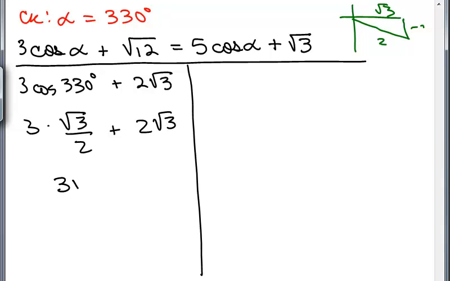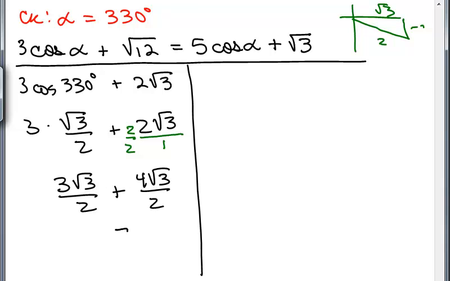And you're adding 2 square roots of 3. So I have 3 square roots of 3 over 2 plus 2 square roots of 3 over, right? But I'm going to get a common denominator here by multiplying the top and bottom by 2 over 2 so that I could write that as 4 square roots of 3 over 2 to get a common denominator. And then I could add the numerators, which are now like terms. So I got 7 square roots of 3 over 2. That's what the left side simplifies to.